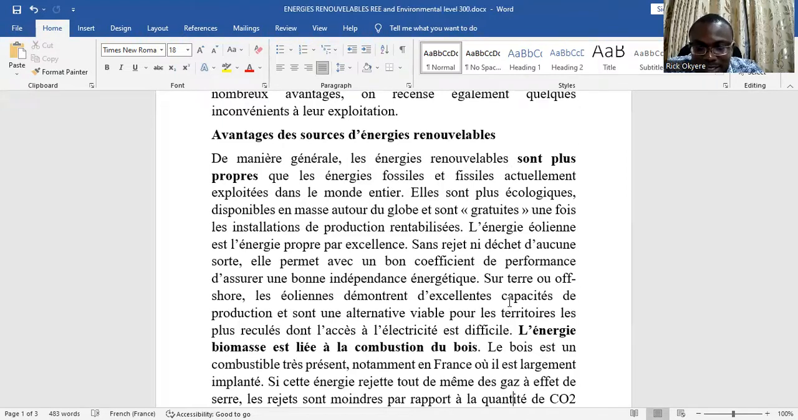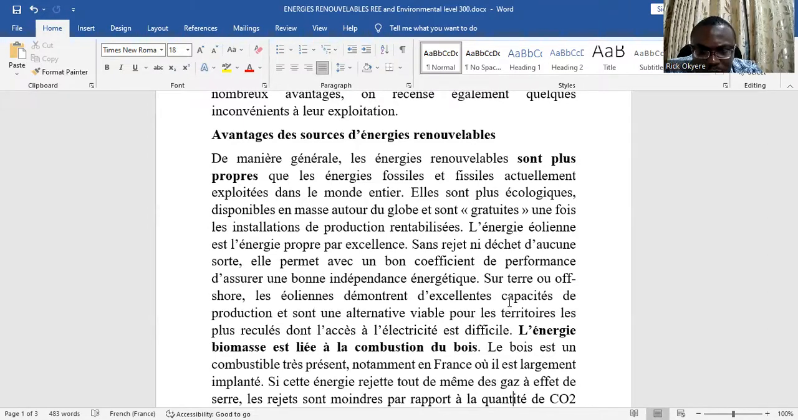L'énergie biomasse is another type of energy, est liée à la combustion du bois. So biomass is linked to the combustion du bois. Combustion is the spark of wood and wood fire. Le bois est un combustible très présent. Wood is actually a combustible object. Where fire is, you don't add wood to it because it's highly combustible and it can spark fire at any moment, at any time.